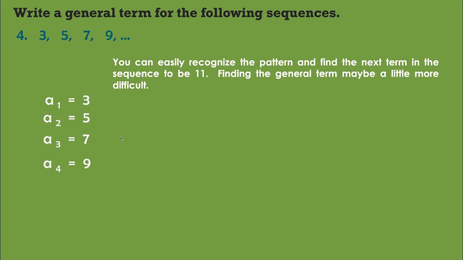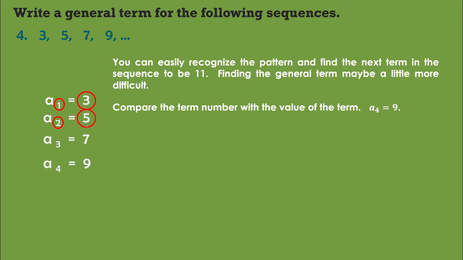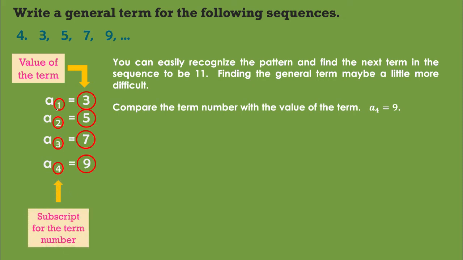Okay, so what do we do? Again, let's try comparing the term number with the value of the term. So, term number is 1, the value is 3. Term number is 2, value is 5. Term number is 3, the value of the term is 7. Subscript is 4, the value of the term is 9. So again, these are the values of the terms, and these are the subscripts for the term number. So here we saw that a sub 4 is equal to 9, right?